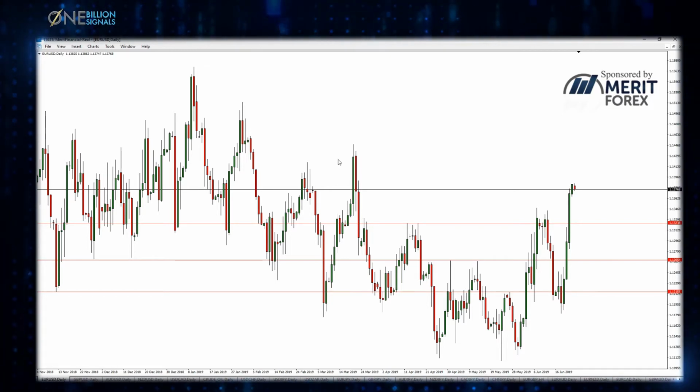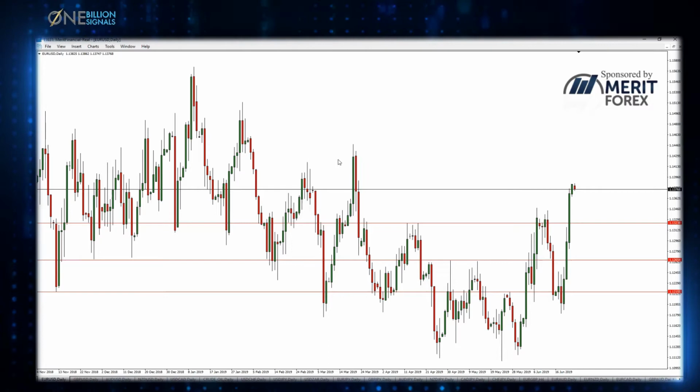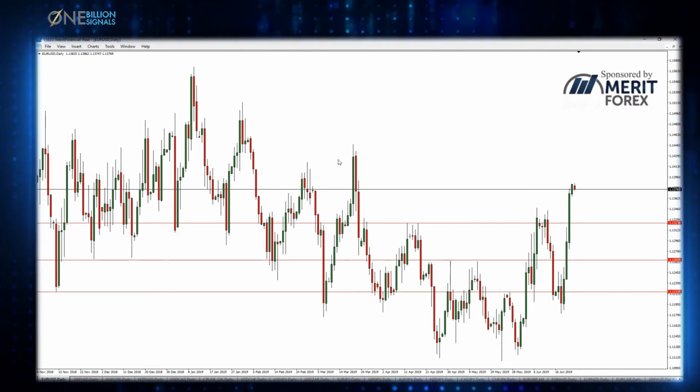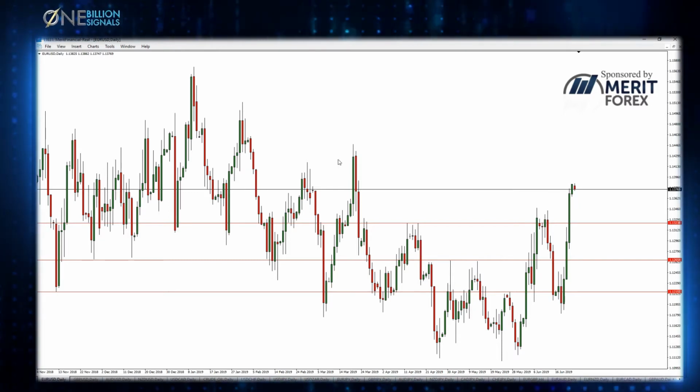Tuesday we have Powell's speech, 5 p.m. GMT time. The US dollar is going to be volatile for sure. New home sales for the US, consumer confidence for the US. So definitely on Tuesday expect big volatility on the US dollar.